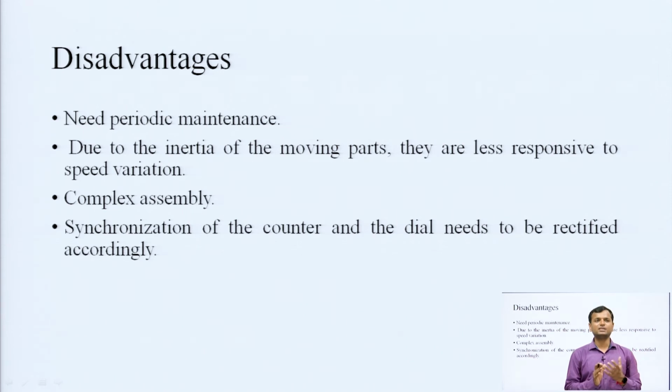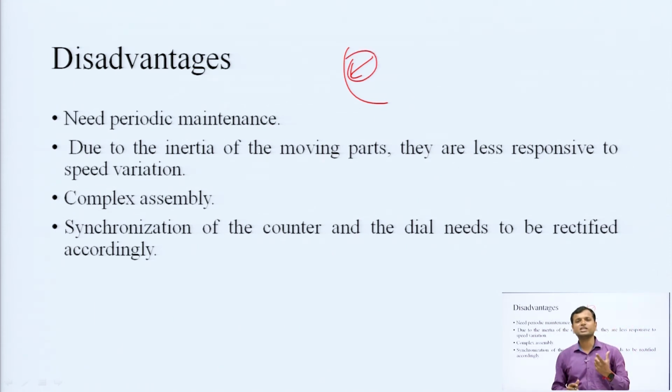Also, the assembly is complex as compared to the mechanical fly ball tachometer. Also, the synchronization of the counter and the dial needs to be rectified, because the counter gives you the reading very fast, but the movement of the needle on the dial is slower because of the weight of the needle. So, the synchronization between the counter and the needle which we are using on the dial side is not proper. That synchronization has to be perfect.